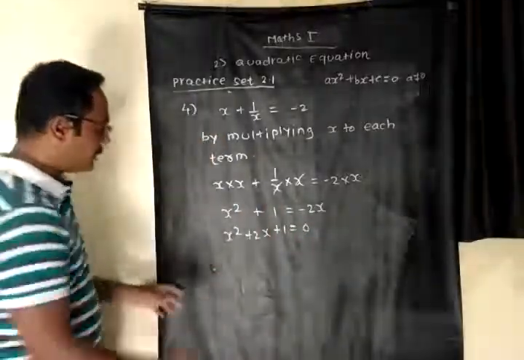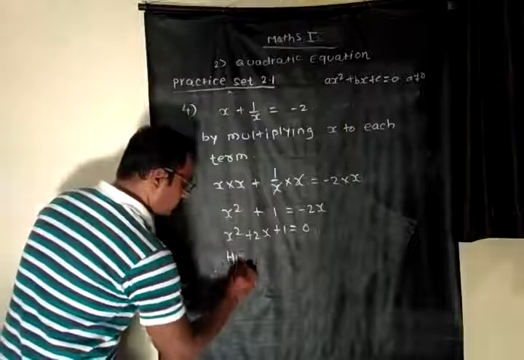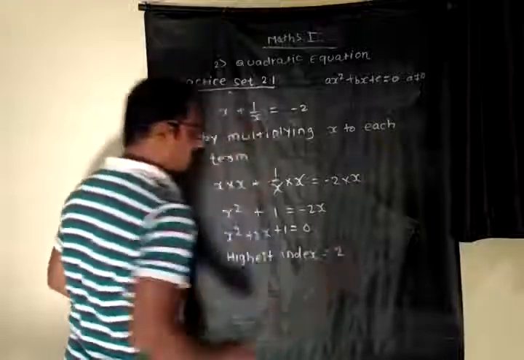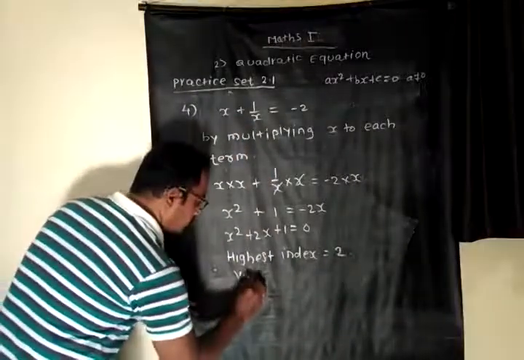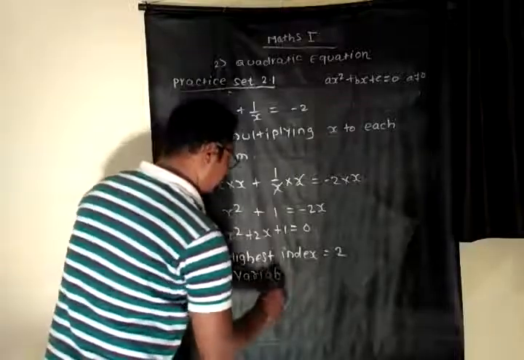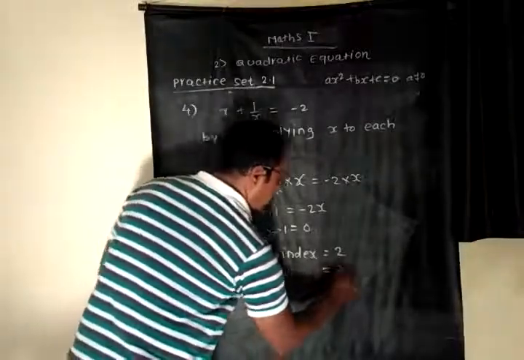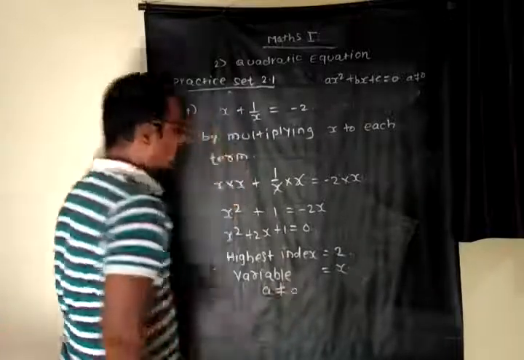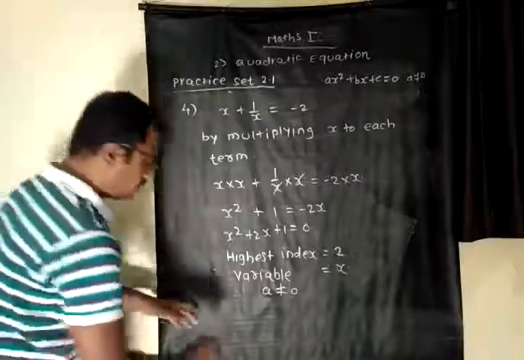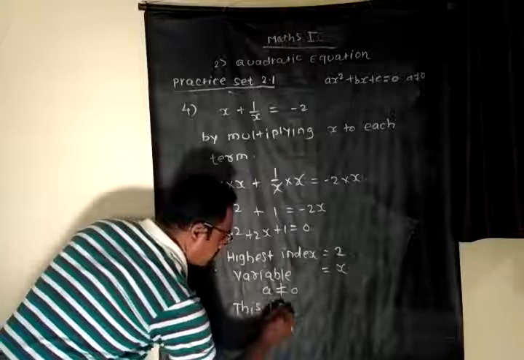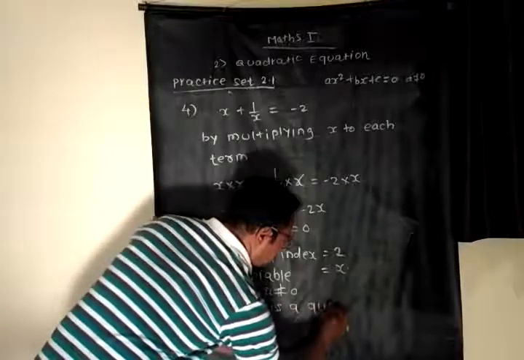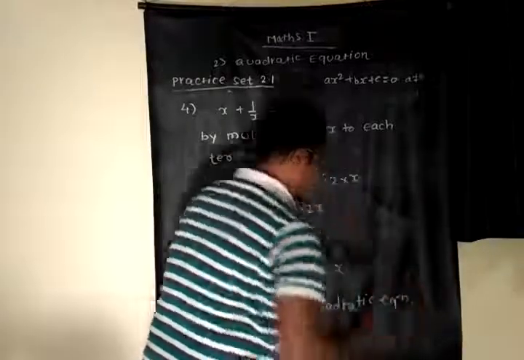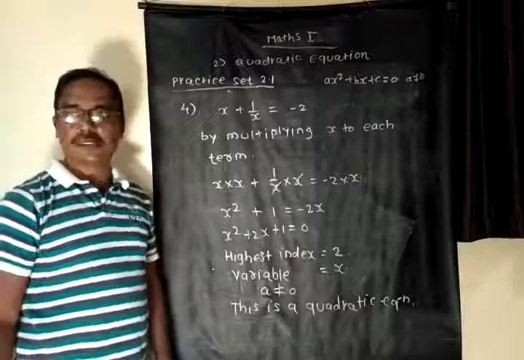Now here the highest index is 2. There is only one variable, that is x, and the value of a is not equal to 0. Therefore we can say that this is a quadratic equation. Now question number 5.